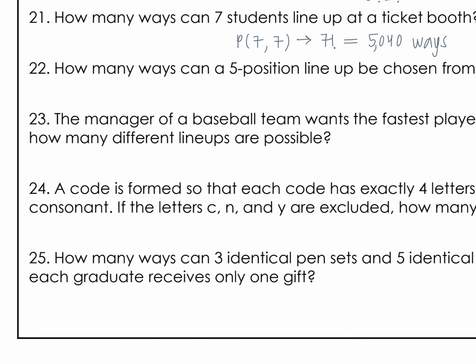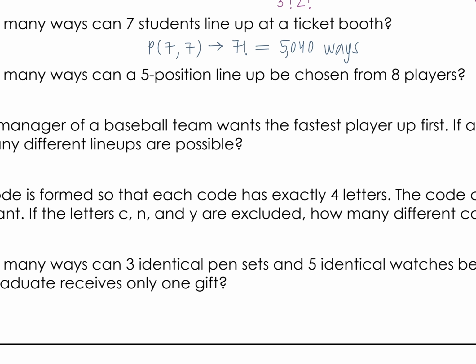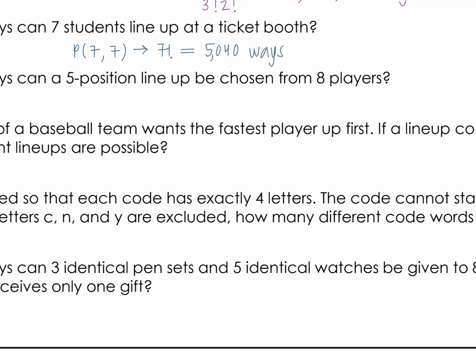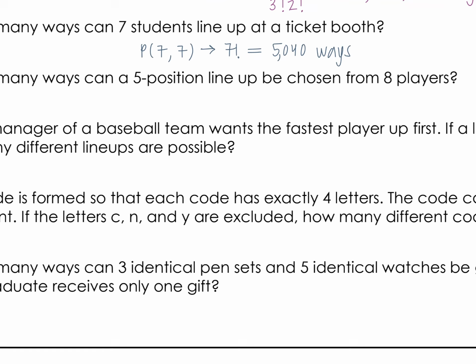Okay, we're almost done. How many ways can a 5-position lineup be chosen from 8 players? So they are specifying that we're going to have 8 to pick from, so that's my N, comma, we're only going to be using 5 people. That's going to be my R. So plugging that into my calculator, I'm going to just get 6,720.